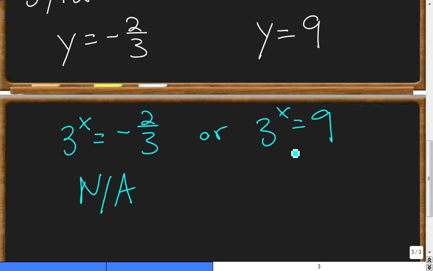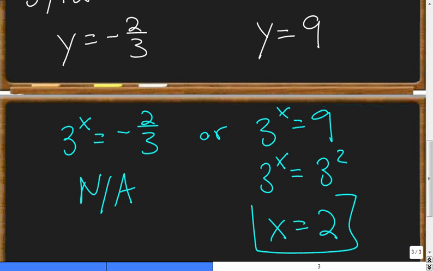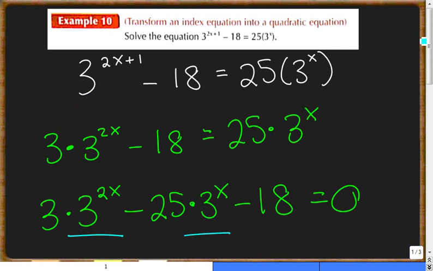Now over here, we know that 3 to the x is there, and we know that 9 is the same thing as 3 squared. So we can see here that x would be 2. Now because the other equation doesn't have a viable solution, the only answer to this equation is 2. X equals 2.